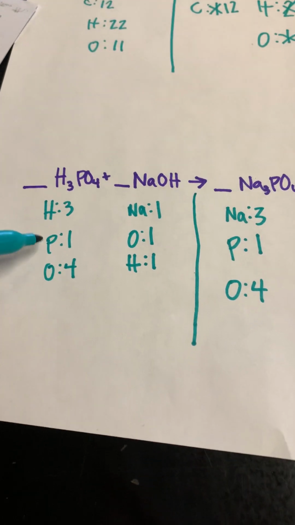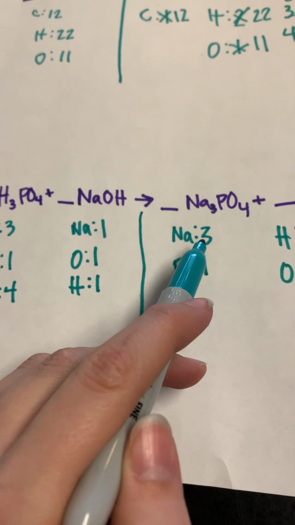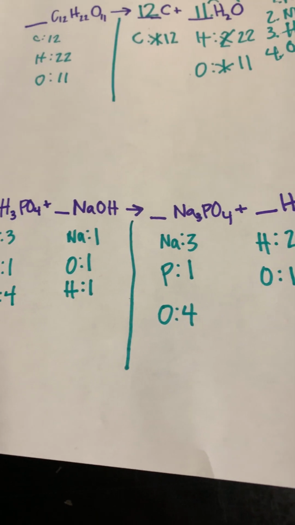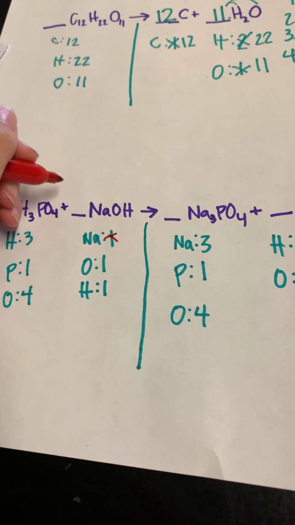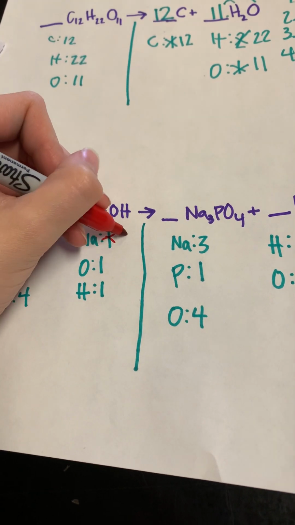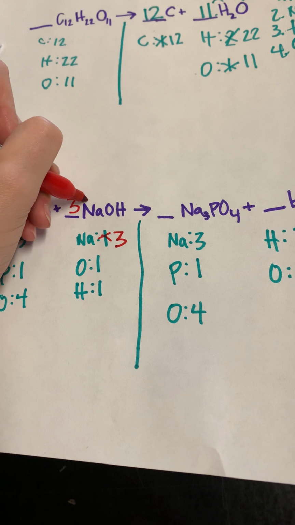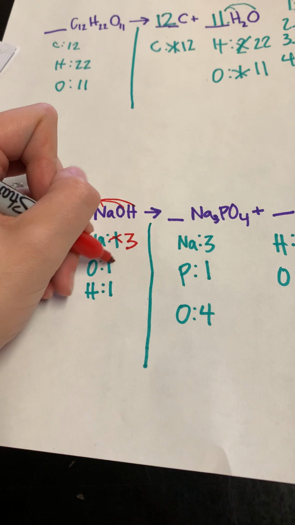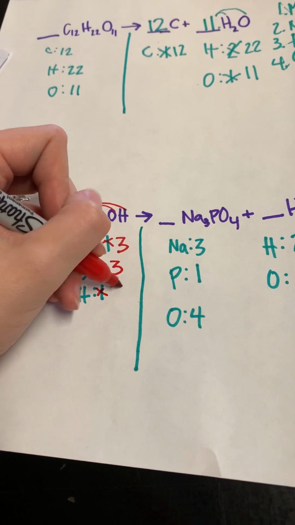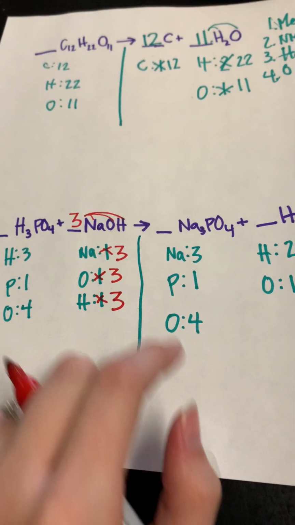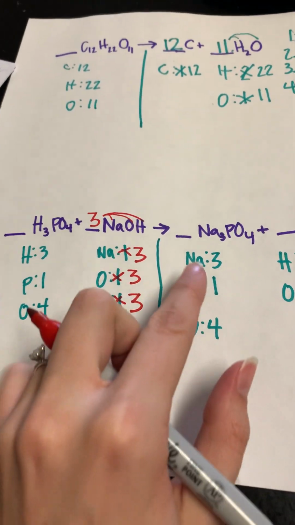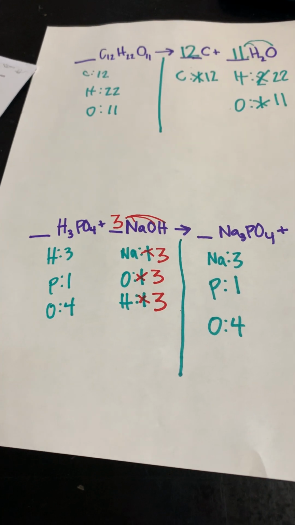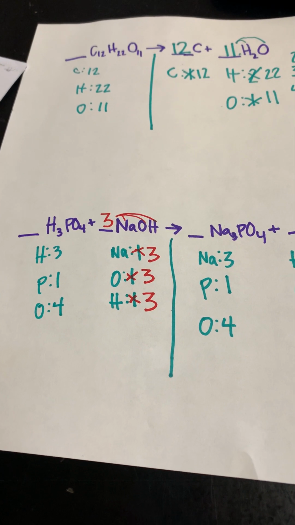So let's start with our metal, sodium. I've got 3 over here, I've got 1 over there. I have to multiply this guy by 3 to make them equal to each other. But look at what happens here. It hits that guy, that guy, and that guy, which means this becomes a 3, and this becomes a 3. Now sodiums are equal, so we can move on to phosphorus. We got 1 phosphorus here, 1 phosphorus over here. So we're chilling. Now we can move on to hydrogens.